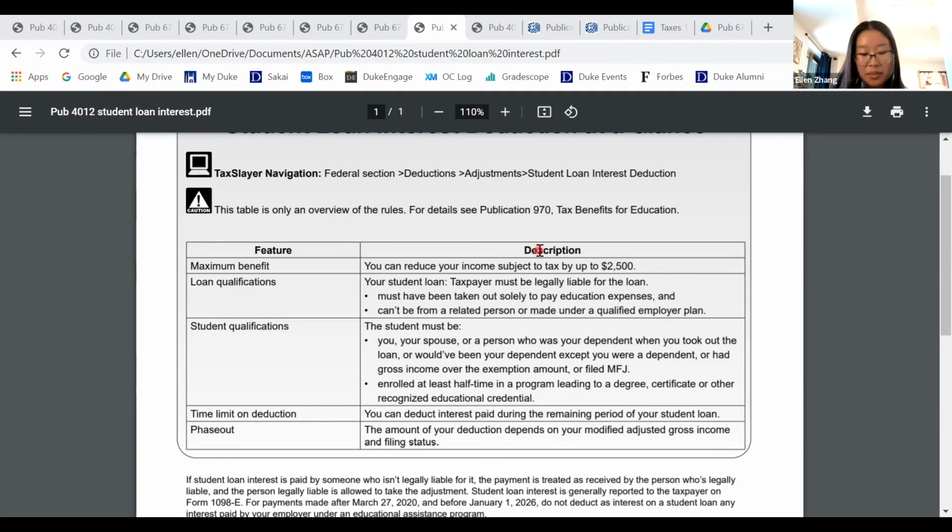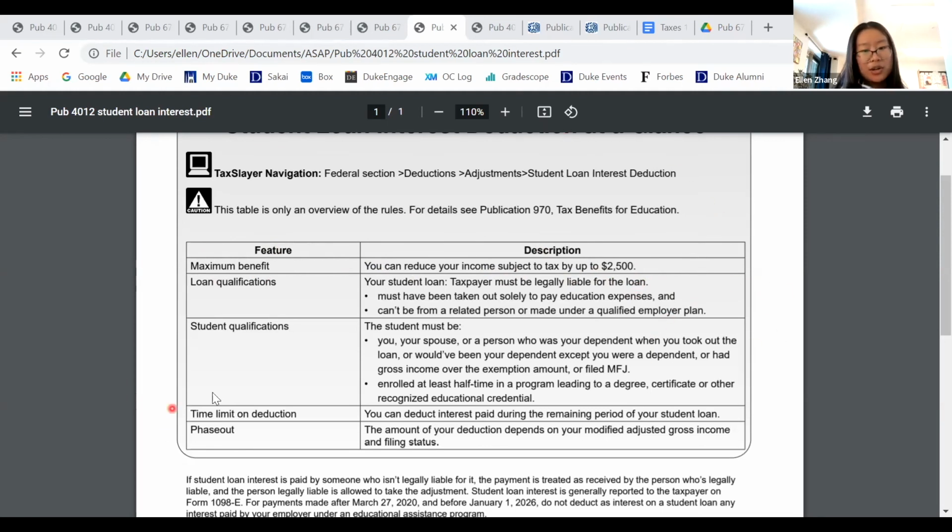And then for the second part of the question, what is the largest amount of adjustment that is possible to claim? For that, we just need to look at the maximum benefit amount again. The maximum benefit for this specific adjustment is $2,500. So even though Emma paid $3,000 in student loan interest, she can only claim up to $2,500 in the adjustment. So that is the cap on the deduction.